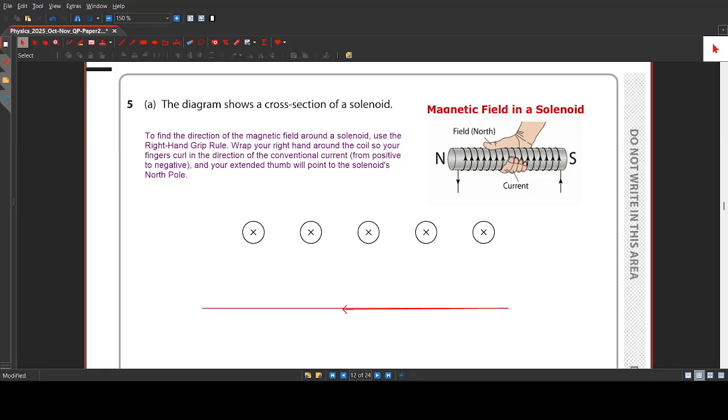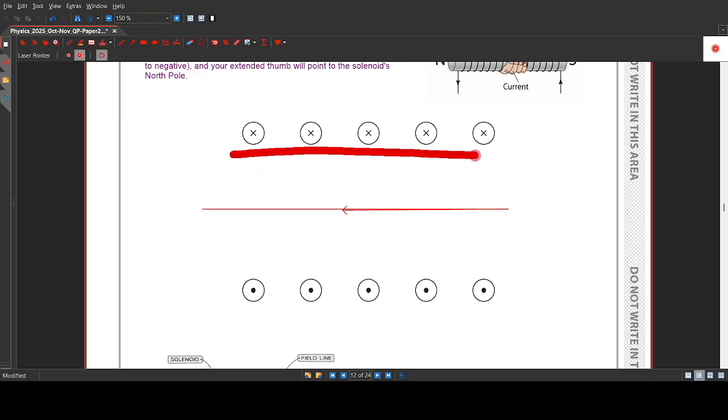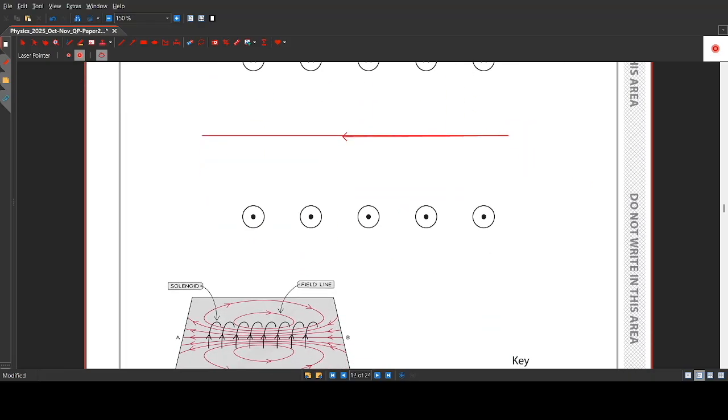All right, let's see what we have in the fifth question. Question number 5a. The diagram shows a cross section of a solenoid. So this is basically the cross section of the solenoid, as you can see.